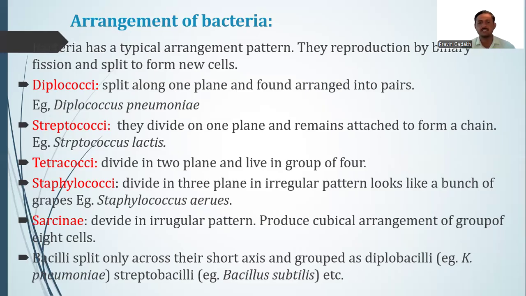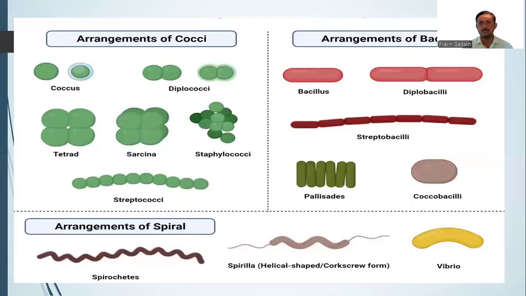While in case of bacilli, they split only across their short axis and group as diplobacilli. For example, Klebsiella pneumoniae, Streptobacilli, for example Bacillus subtilis, these are nothing but the bacteria that split across their short axis. So with respect to their arrangement, they are differentiated into different groups.